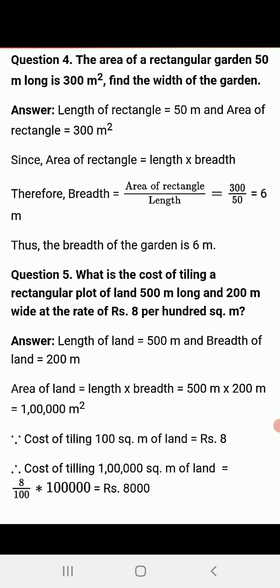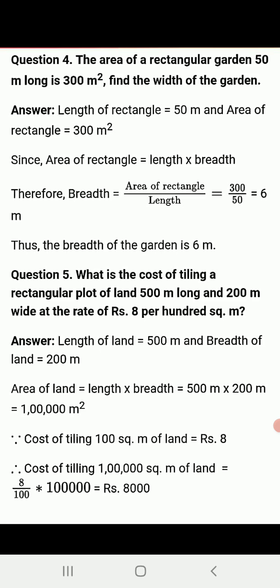What is the cost of tiling a rectangular plot of land, 500 meter long and 200 meter wide, at the rate of rupees 8 per 100 square meter. So there is a rectangular plot of land. The length is 500 meter, breadth is 200 meter. So here they have asked to find the cost of tiling. They are going to put tiles for this rectangular plot.